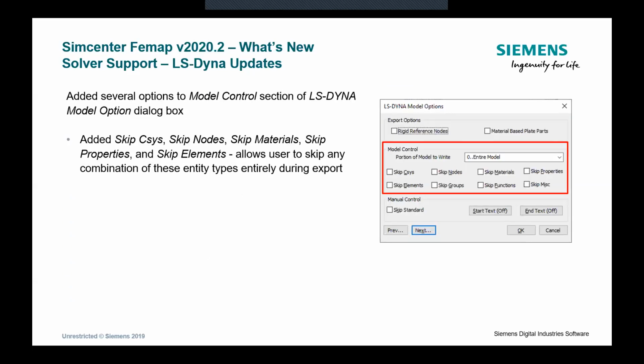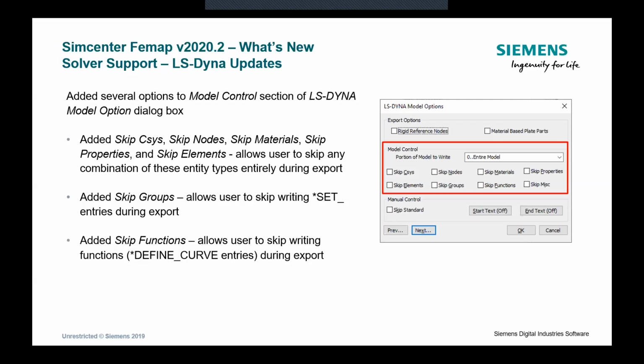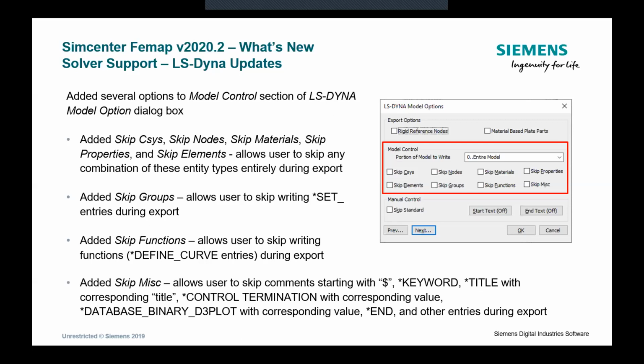Did a very similar thing for Dyna, with the ability to skip different element types. If you skip groups, we skip writing the star set. In this case, you can also skip functions, which won't write star defined curve entries. And if you use the skip misc here, it skips comments, star keywords, star title, and just these items that are listed here.